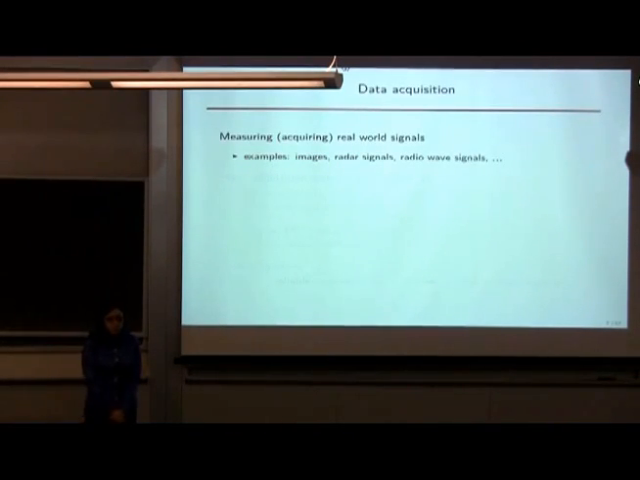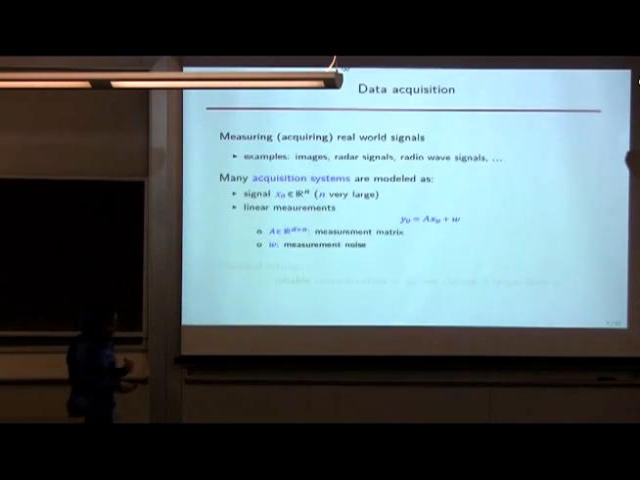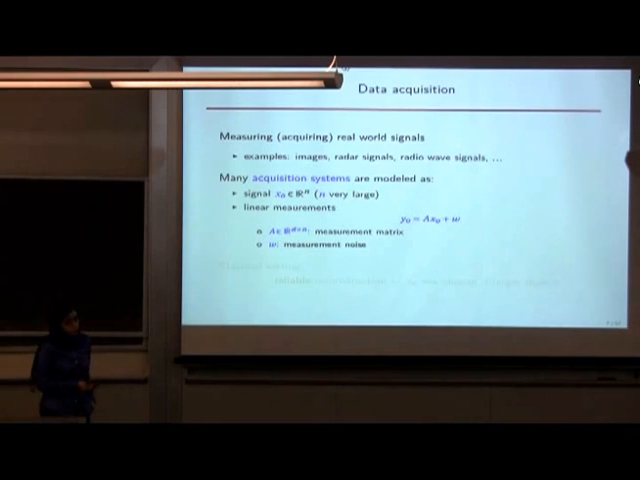Data acquisition is about acquiring or measuring a real-valued signal. It's a real-world signal: an image, a radar signal, a radio wave signal, and so on, and we want to capture this signal. It turns out many acquisition systems, not all of them, but many, we can model in this form. We can model the signal as a signal that lies in R^n. So we have x that we want to capture. It's a real-valued signal that has n dimensions. n is usually very large.